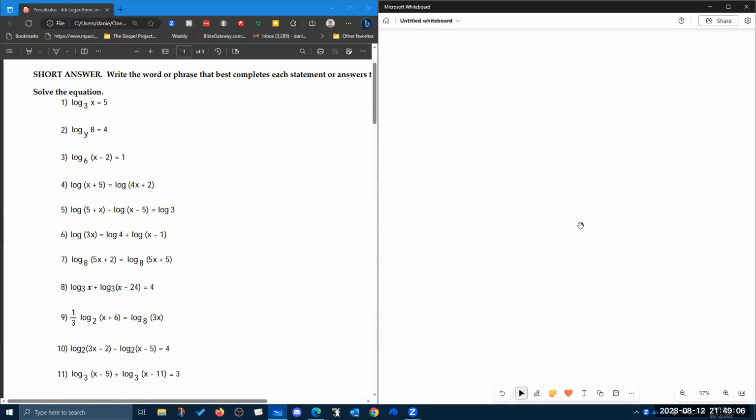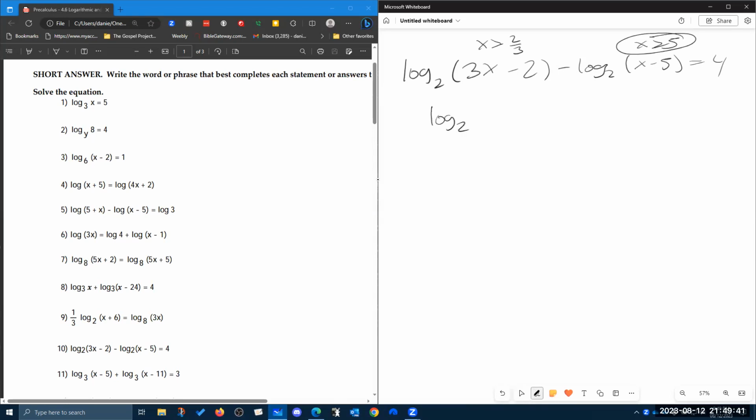We're on number 10 now. Log base 2 of (3x minus 2) minus log base 2 of (x minus 5) is equal to 4. X greater than 2/3, x greater than 5. 5 is bigger, so there's my domain. Log base 2 of (3x minus 2) over (x minus 5) equals 4.